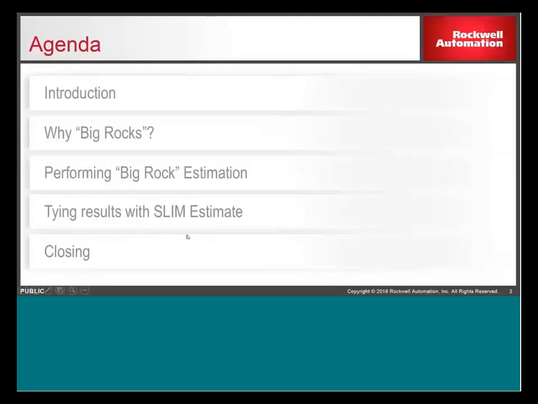I'll start off with a quick discussion on the background and some of the challenges that led to this estimation approach, but I'm not going to go into a whole lot of detail there. Then I will jump into describing the reasoning behind the Big Rock estimation approach and how it fits in with Agile methodologies. And then in the performing section, I will walk through the process and steps for an estimation session. And then finally, I'll tie in getting the results from this process into a Slim estimate.